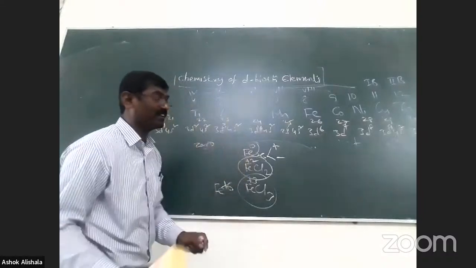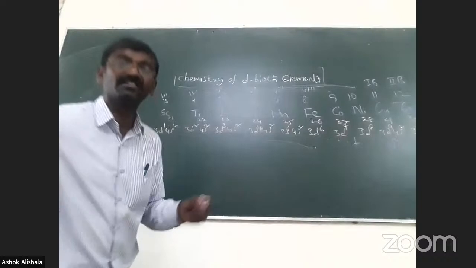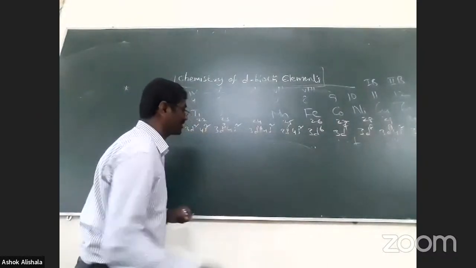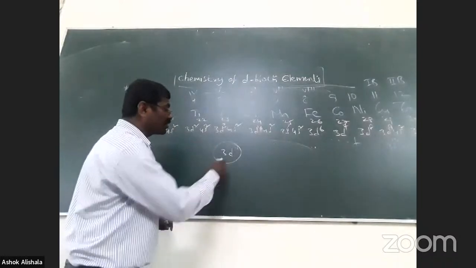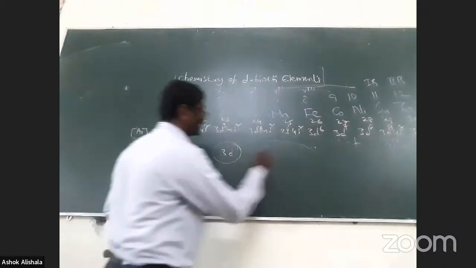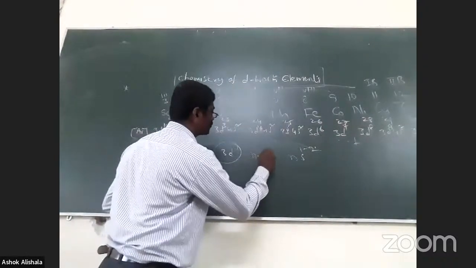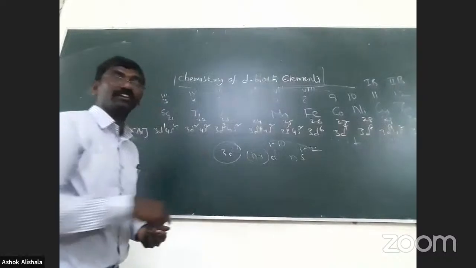The transition elements, the d-block elements, show variable oxidation state because of their electronic structure. What is the electronic structure of the 3d series? It is ns1-2, (n-1)d1 to 10. This is very, very important. Unless you know the electronic configuration, it is very difficult to understand variable oxidation state.